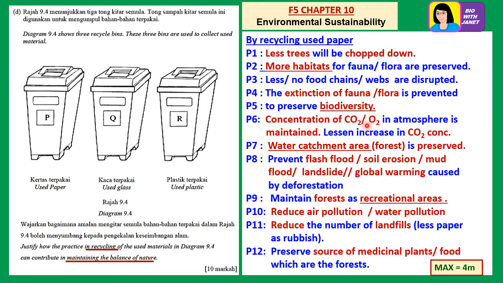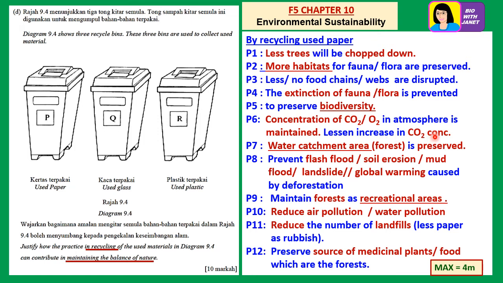Now, next, talk about the air. See, the first part is talking about what happens in the forest. So now what about the air surrounding the forest or in the forest, the air above. Now, concentration of carbon dioxide and oxygen in the atmosphere will be maintained. Please spell out in full, CO2 and O2, carbon dioxide and oxygen, is maintained, and this will lessen the increase in carbon dioxide concentration in the atmosphere.